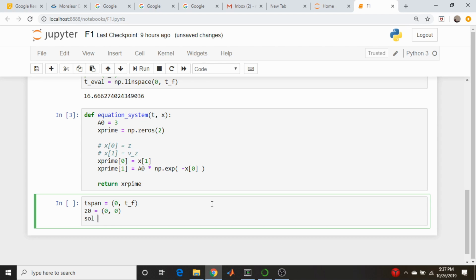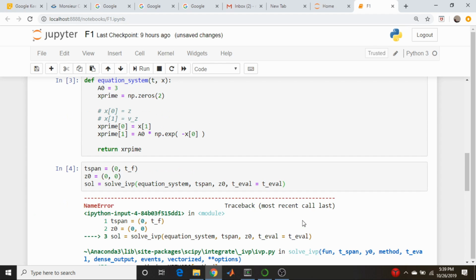The function is going to return a solution object. We call it like solve initial value problem, solve IVP. The first argument is our function, so that's equation_system. The second value is the t-span. The next value is the initial conditions, and then we set t_eval equal to our t eval variable. So, okay, if I didn't do anything wrong, we should actually be able to run this.